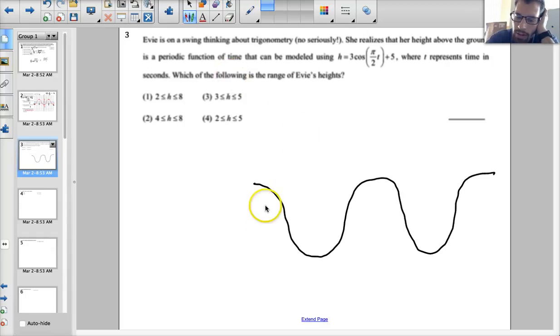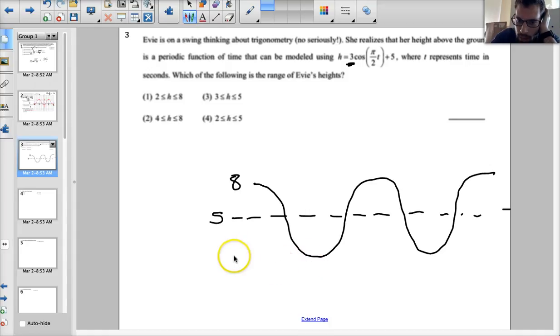So if I have any sort of cosine function, it will look something like this. And Evie realizes her midline is at 5. The maximum is 3 units above the midline because of the amplitude, which is 3, so it's 8. And the minimum is going to be 3 units below the midline, so it'll be at 2. So that means that my range is going to be from 2 to 8, which is right here. That's the range of Evie's height. 3 above the midline is 8, 3 below the midline is 2.